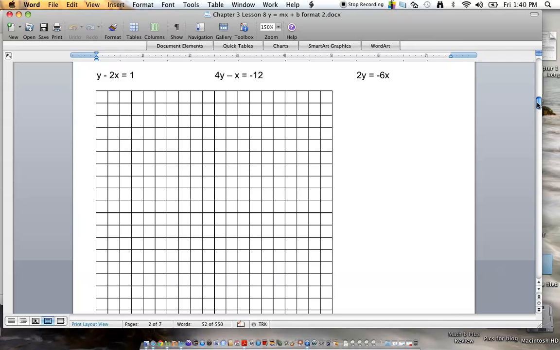Let's do the second one. It's the same thing. No, because 1 over 4 is not 4, and 12 over 4 is not 12. So you leave that 1 over 4, and that becomes 3. Oh, I got it. Right?